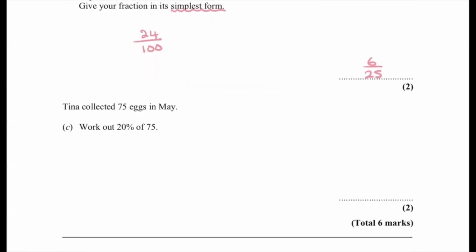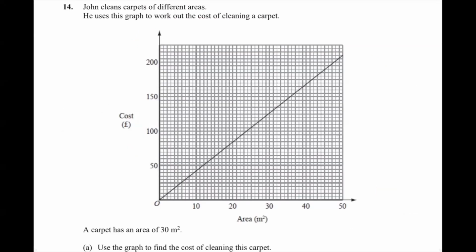Tina collected 75 eggs in May. Remember, percent means out of 100. Of means times. So that is the maths in the sentence. You put that in your calculator and you get 15. It's not the only way, but it's a good foolproof, works every time. Even if they gave you a decimal percentage, it would work. So it's quite nice.